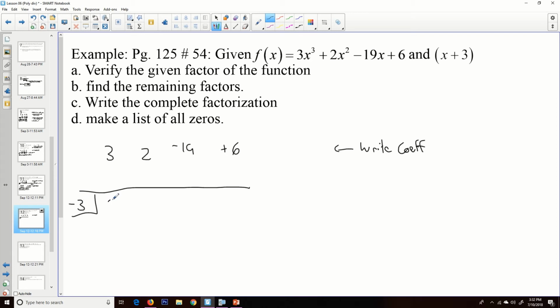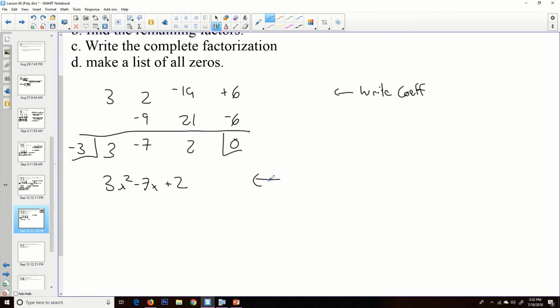So negative 3, bring down my 3. 3 times negative 3 is negative 9, plus 2 would be negative 7. Negative 7 times negative 3 is 21. That'll give me 2. 2 times negative 3 is negative 6, giving me a 0. So this would be 3x squared minus 7x plus 2. And again, we could try and factor or use the quadratic formula. And since my leading coefficient isn't 1, I'm going to use the quadratic formula.